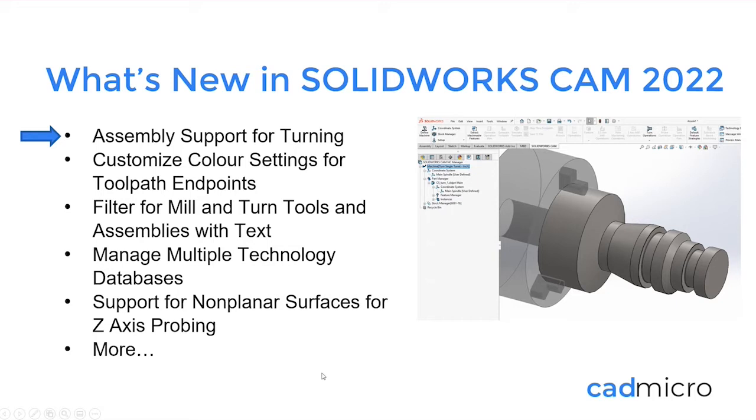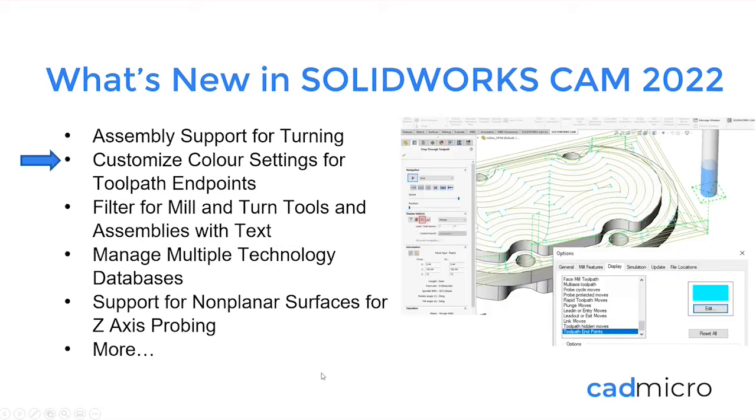Customized color settings for the toolpath endpoints. So if you are looking at the endpoints and you want to see where those endpoints are, we can now actually customize the color of that. There's also a few other features in the display that we can customize the color of. Now that we're in the 2022 version, they've added a few different features in there.